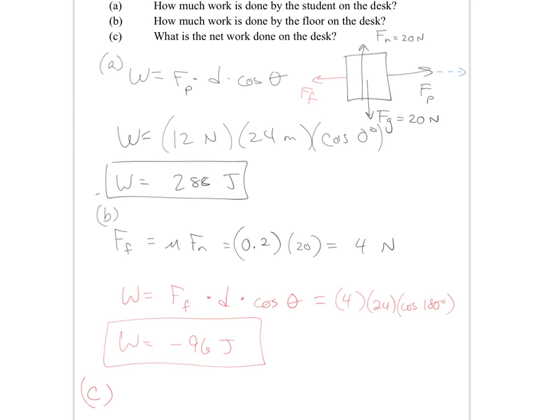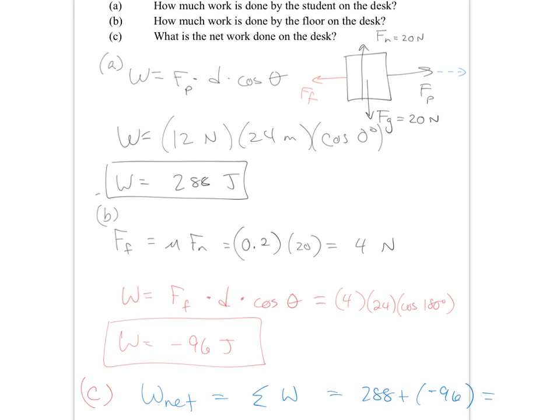If I want to find part C, and I want to find the net work done, I just take the sum of all the works. Remember the symbol? This symbol meant sum. In the last chapter, we did the sum of the forces. Now do the sum of the works. Add them together to find the overall work done. So you have 288 plus negative 96.